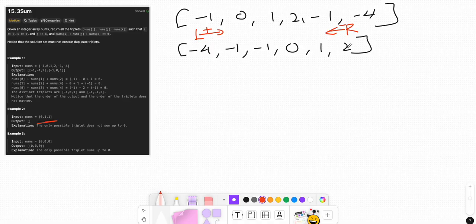If it's a positive 1, which means it's bigger than 0, right? Then we know the sum is too big. Now 1 minus 1 plus 1 minus 1 and minus 0, right?